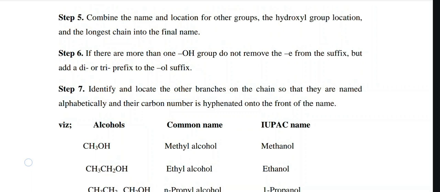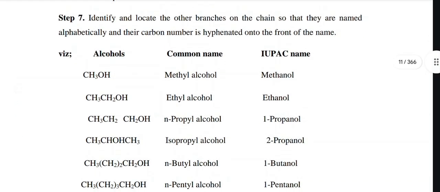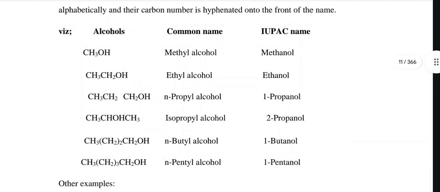Identify and locate other branches on the chain so that they are named alphabetically and their carbon numbers are hyphenated into the front of the name. For example, CH3OH: common name is methyl alcohol and IUPAC name is methanol. Similarly, CH3CH2OH: common name ethyl alcohol and IUPAC name ethanol.